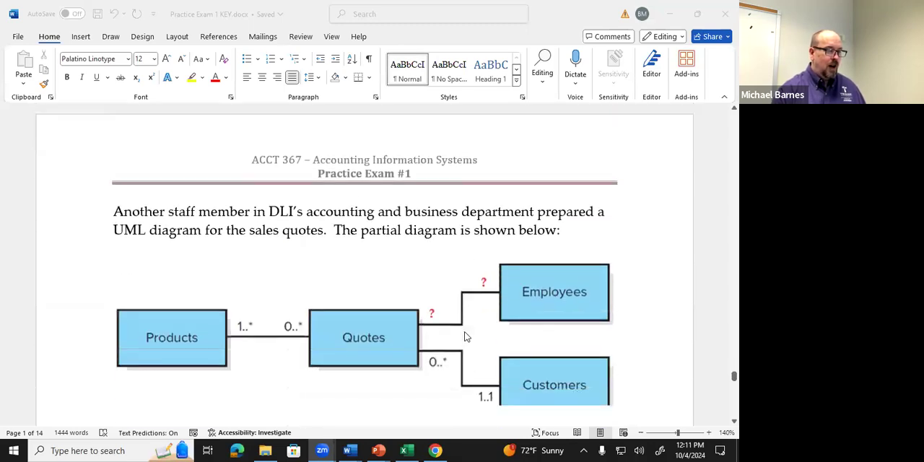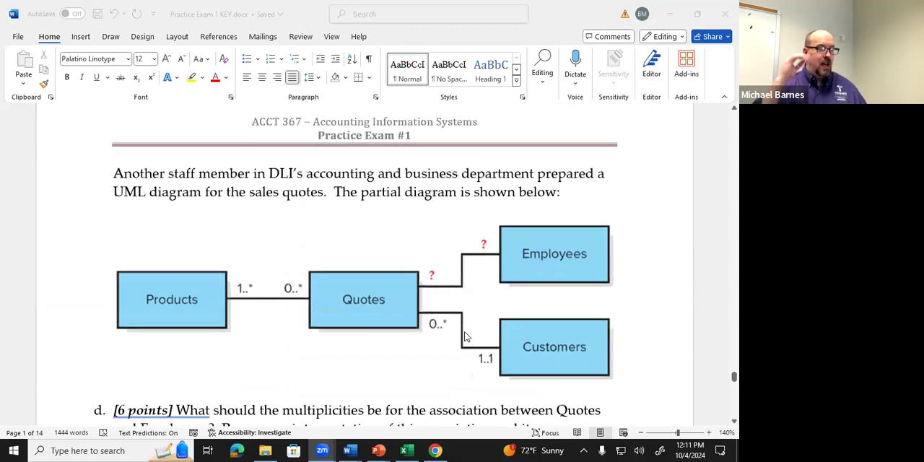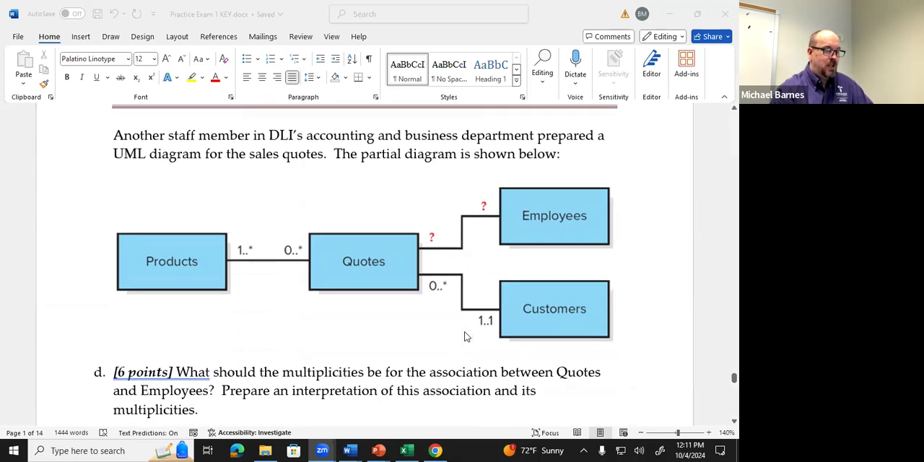All right. Another staff member at DLI's accounting and business department prepared a UML diagram for sales quotes. The partial diagram is shown below. So here's a couple of interesting situations. You have to interpret the association between quotes and employees and prepare an interpretation of the association. Now, this is one of those examples that I was talking about. There are two question marks here. I am open-ended as to interpretation if I ask you something like this on the exam, but your interpretation has to be sensible, all right?